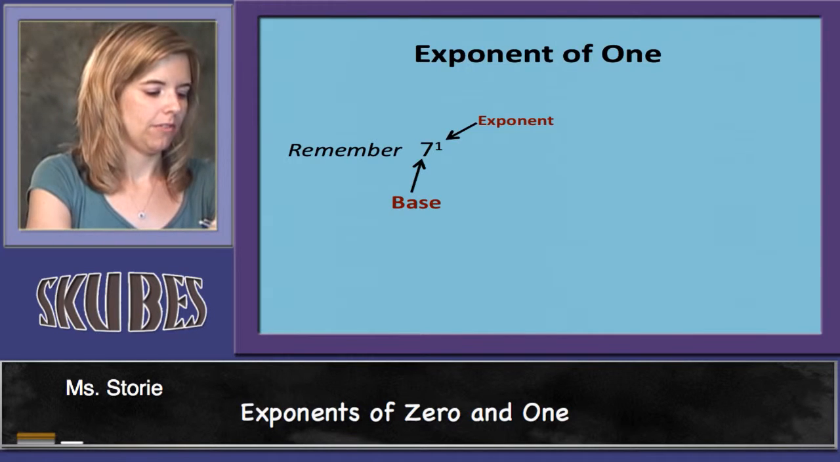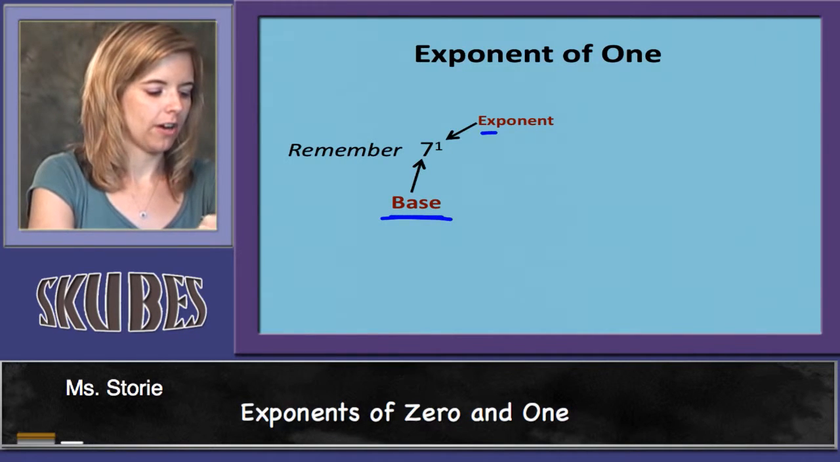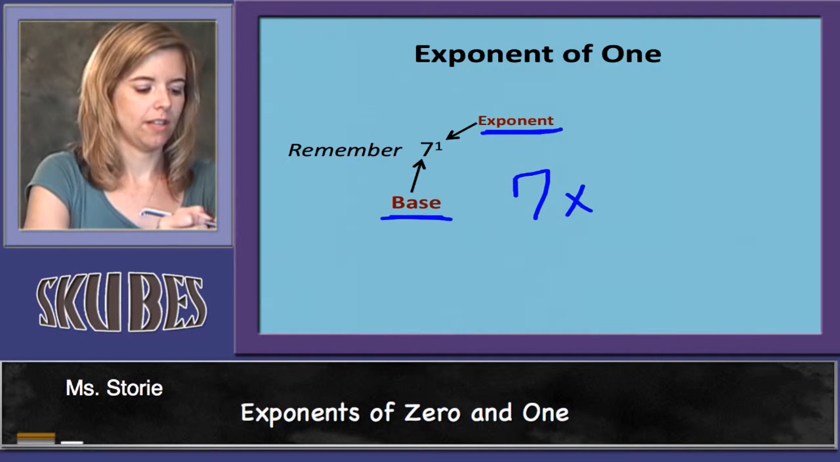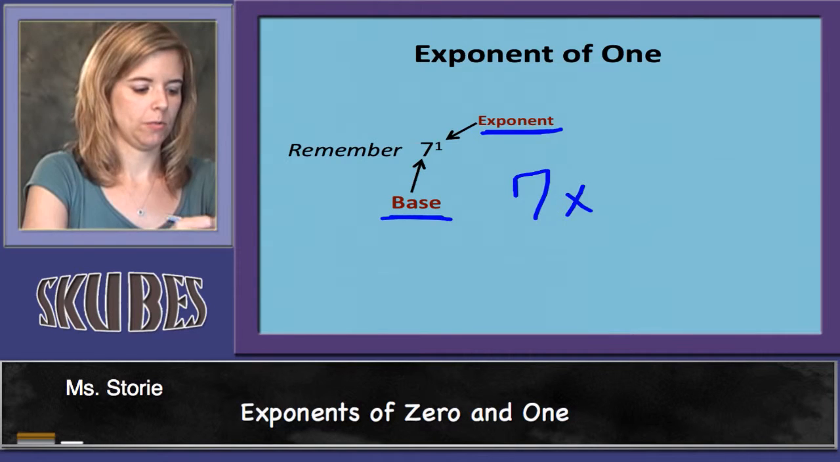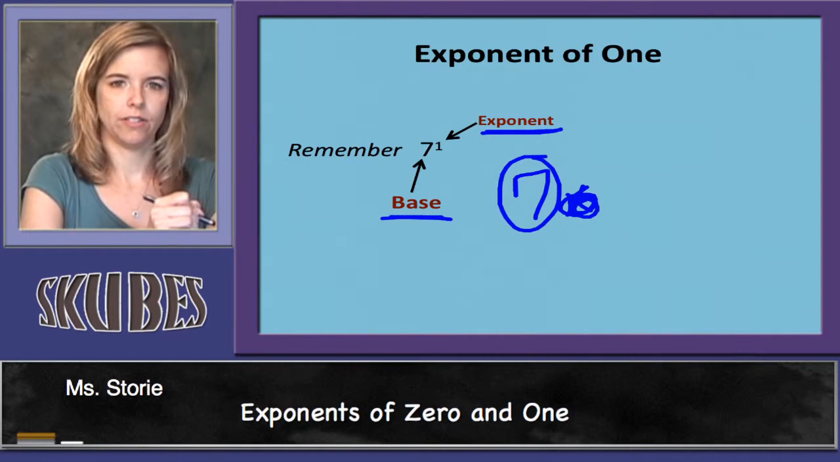Take a look. We've got a base of 7. And then we've got our exponent is 1. So it's saying 7 one time, and that's it. You don't have to multiply it anymore. So it's really just 7 is your answer.